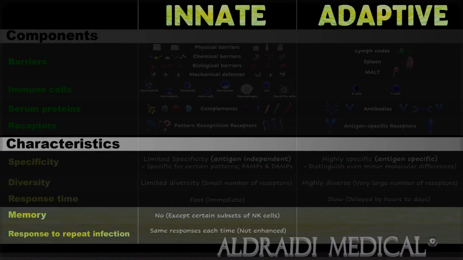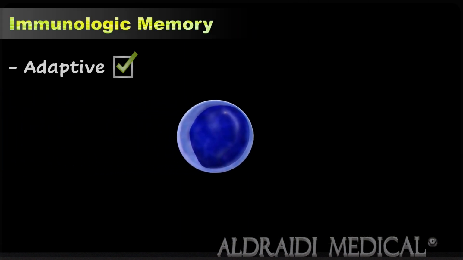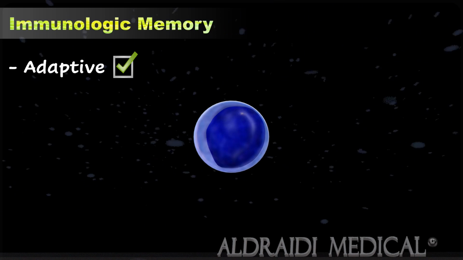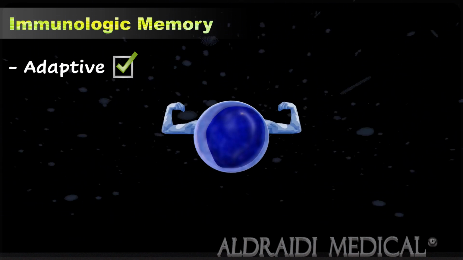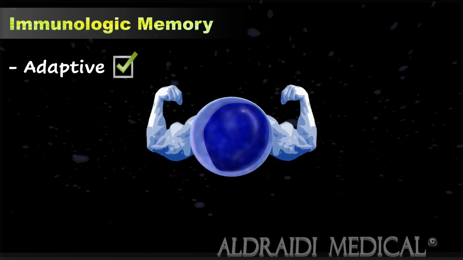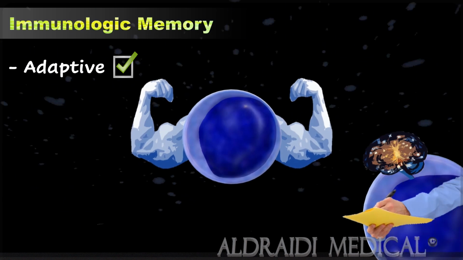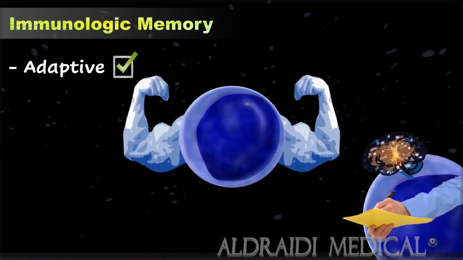The adaptive immune defenses, on the other hand, are enhanced with each repeated exposure because they have immunologic memory. So the performance of the adaptive defenses, its responsiveness and its efficiency, is improved by previous stimulation, and it gets better and better with time and repeated antigen exposure due to the formation of memory cells that provide long-lasting specific immunity.